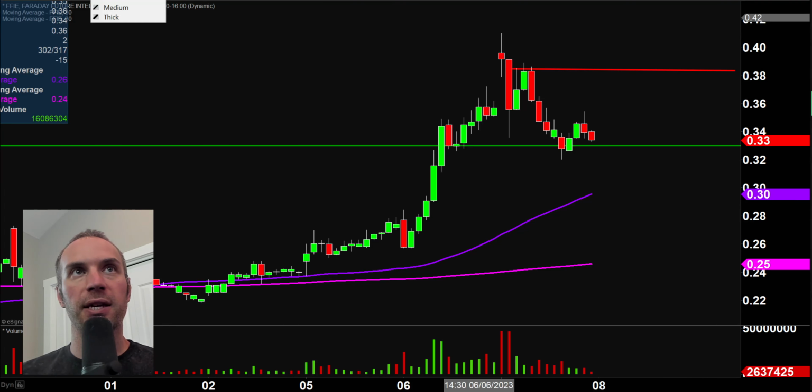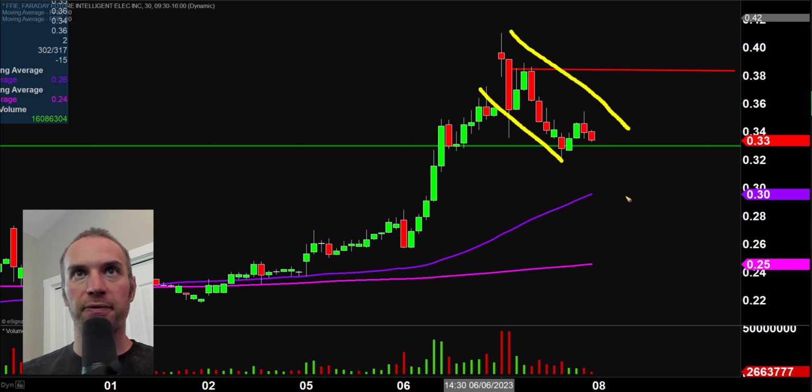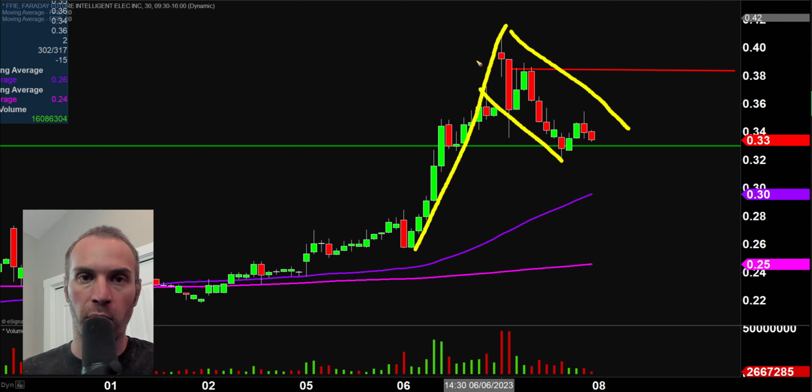But in the grand scheme of things, yes, there has been this pullback, but the question from the bigger picture point of view is, okay, fine, it's pulled back, but what was going on before this pullback? Well, this huge explosion right there, which has now allowed me to draw a bull flag pattern. So if you like bull flags, you like penny stocks, keep an eye on it.